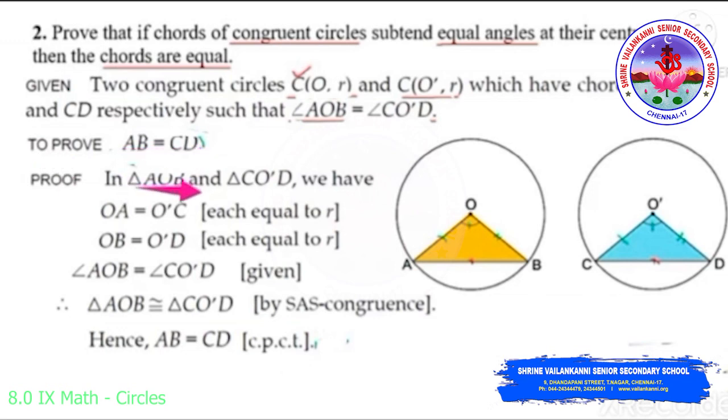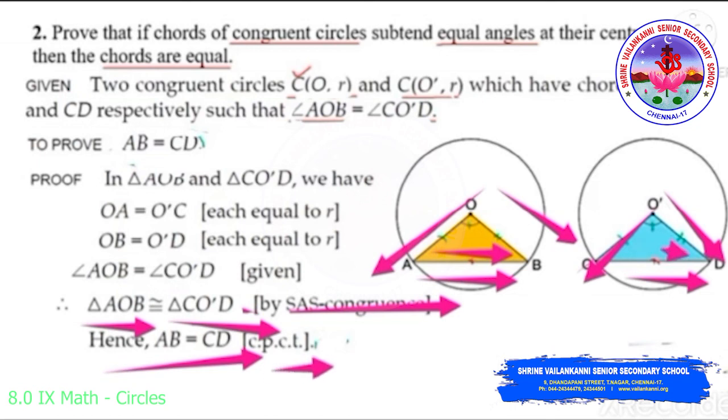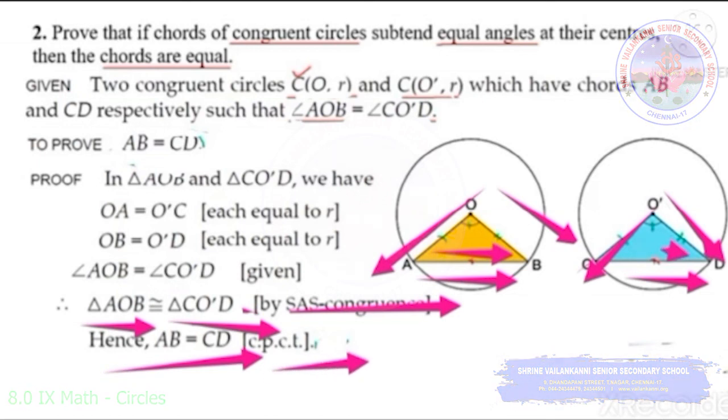Consider triangle AOB and triangle CO dash D. We have OA equal to O dash C, radii of the circle. Similarly, OB is equal to O dash D, radii of the circle. It is given that angle AOB is equal to angle CO dash D. By SAS congruence criteria, triangle AOB is congruent to triangle CO dash D. Hence, AB is equal to CD by CPCT, that is corresponding parts of congruent triangles.